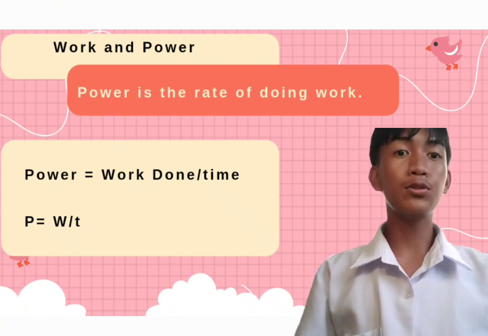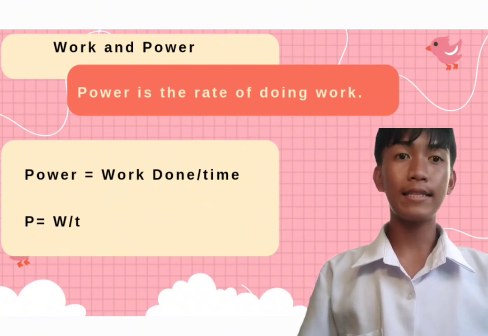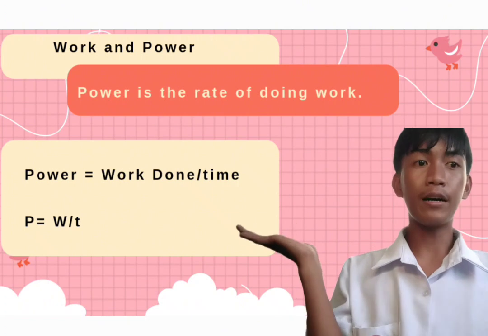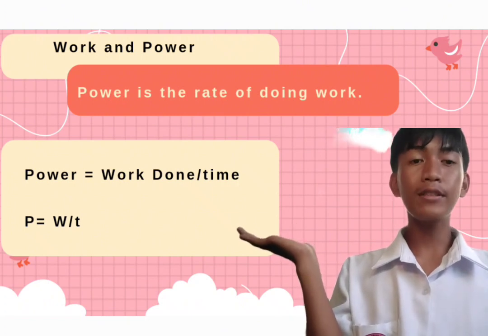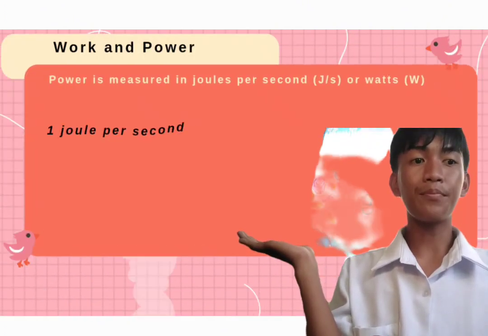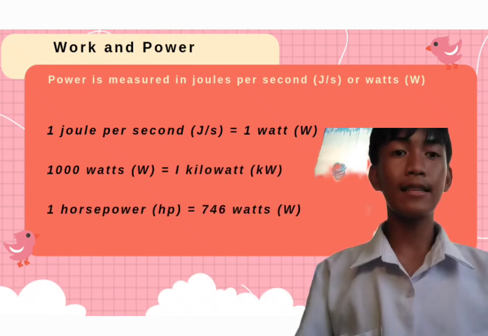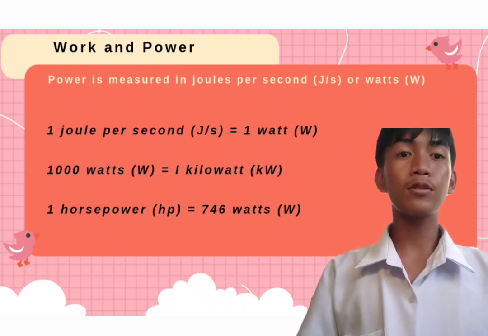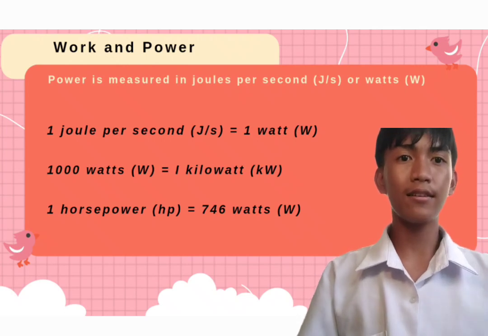It is measured in joules per second or watts. In getting the power, we have this formula. Power equals work done over the time. 1 joule per second is equal to 1 watt. 1000 watts is equal to 1 kilowatt. And 1 horsepower is equal to 746 watts.